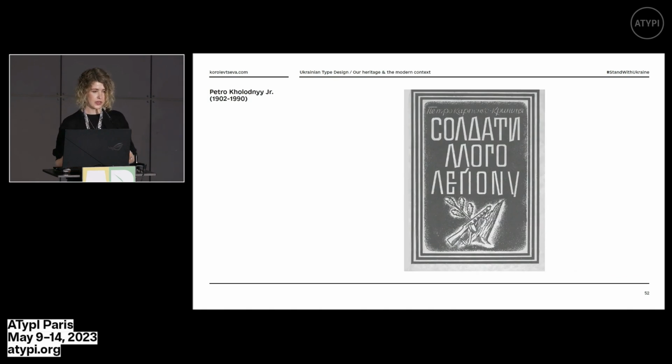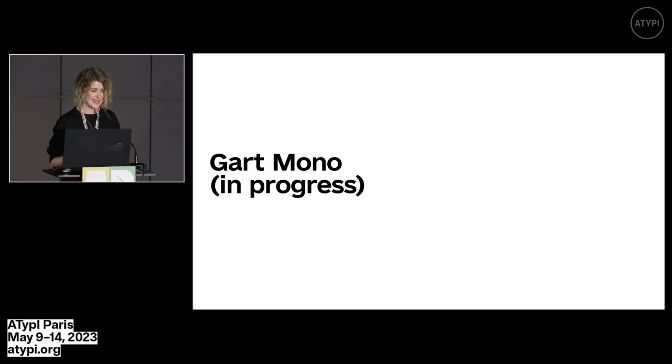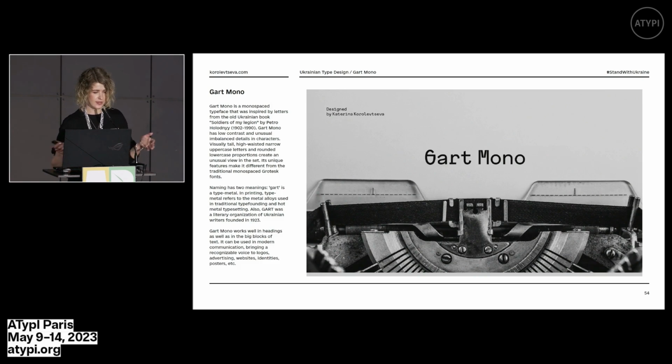And also, I would like to show you this work. This work is by Petro Holodny, Jr., and it is written here, Soldiers of My Legion. You can see also letter E, and I don't know why this letter inspires me so much. It inspired me to create a typeface called Guard Mono. It's also still in progress.